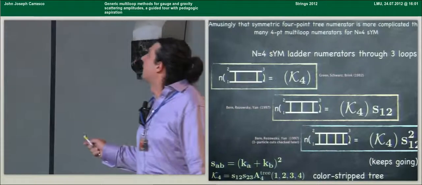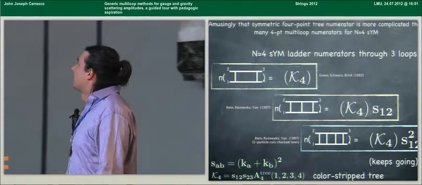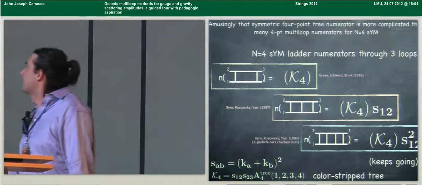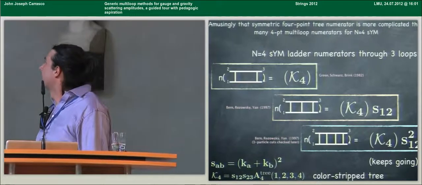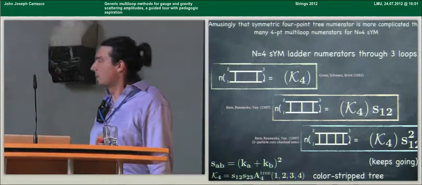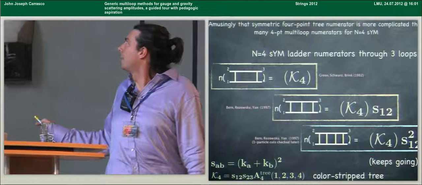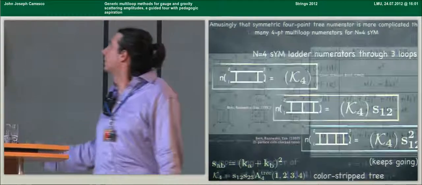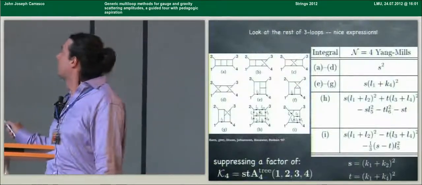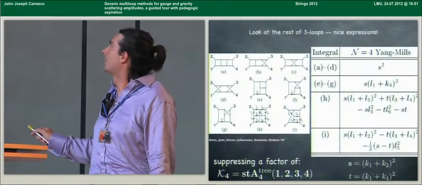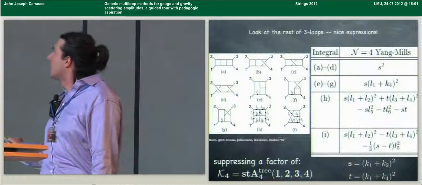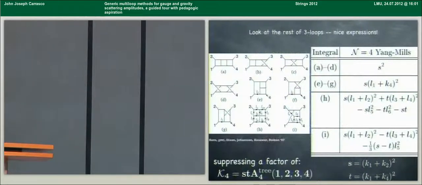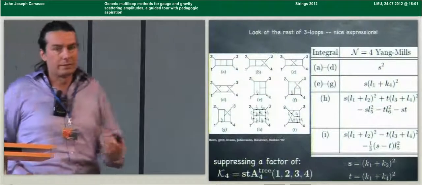Now, amusingly, that is much more complicated than many 4-point multi-loop numerators for N=4 super Yang-Mills. As you go higher in loop order, these are the ladder diagrams. These are arguably the most compact numerators. There is a universal prefactor that encodes external state, and then for each additional rung of the ladder, you pick up a power of a Mandelstam s. And this keeps going. This is 3 loops at N=4. These are the numerators. These are very nice, calm expressions. This is a clear demonstration that these organizations around cubic graphs are a very manageable way of organizing the information.